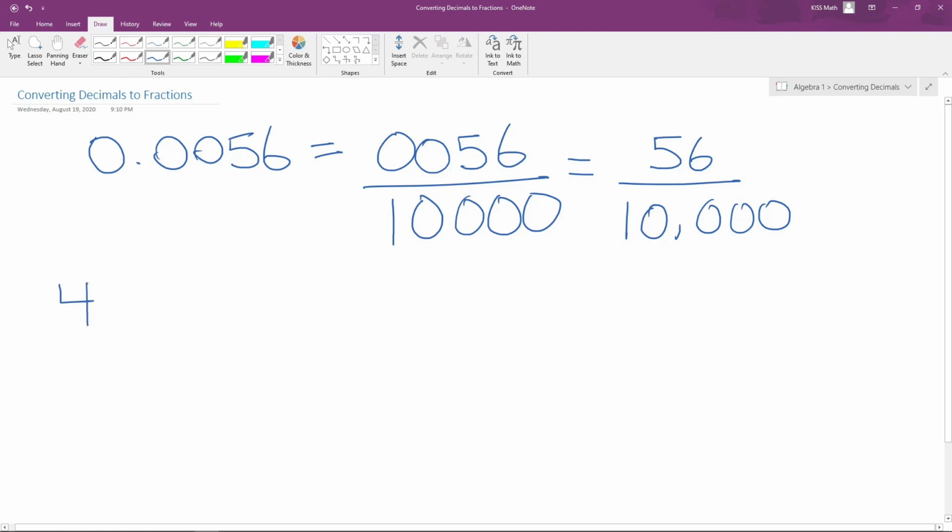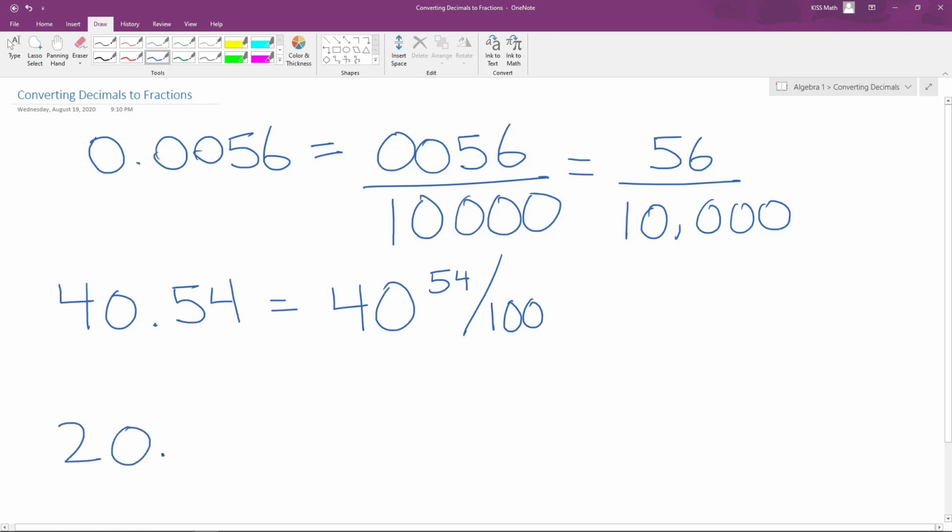Okay, how about something like 40.54? So here we have something before the decimal. Anything before the decimal is going to be a whole number, and we just write it like this. So 40, and then the fractional component will be the same thing that we've been doing. So 54 over 100, 2 zeros. So this becomes 40 and 54 out of 100.